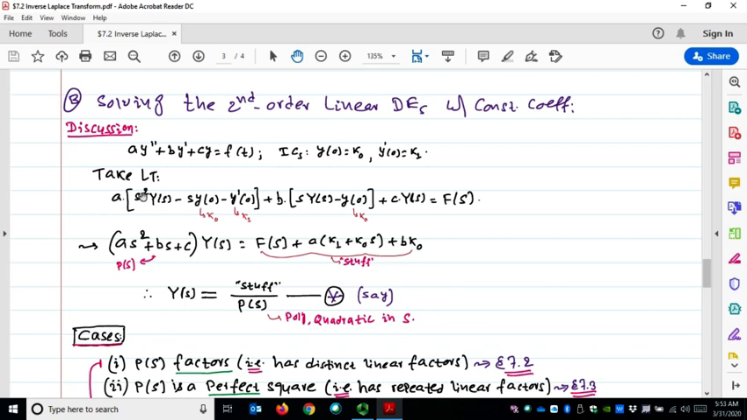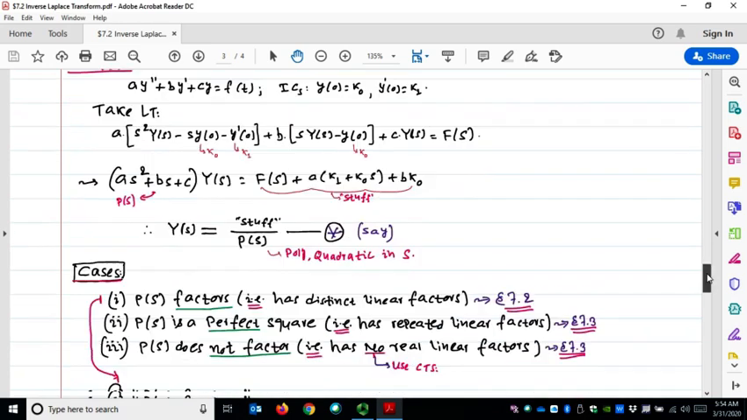So what is left here is a s squared, which comes from there, then b s comes from there, and c comes from here, equals F of s, which is still on the right side. Then you need to bring a times s times k0, a times k1, and b times k0 to the right. At this time we do not care about the right side, so I only put it as stuff, and we care about this polynomial, which is the coefficient of capital Y of s. Then you divide by this polynomial, so Y of s equals stuff over this polynomial, which is quadratic in s, so it has cases.